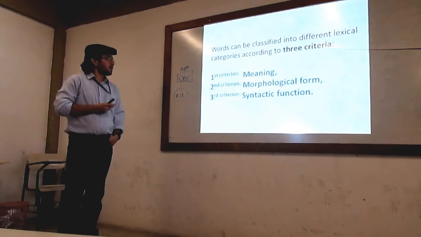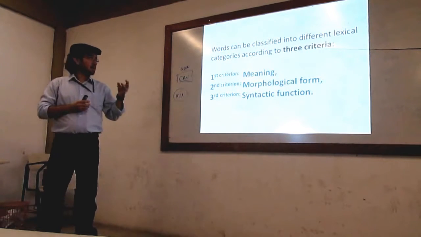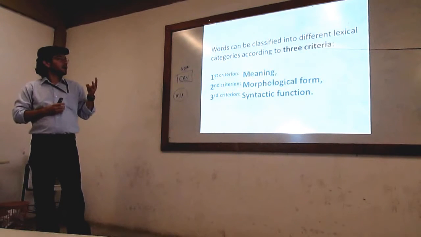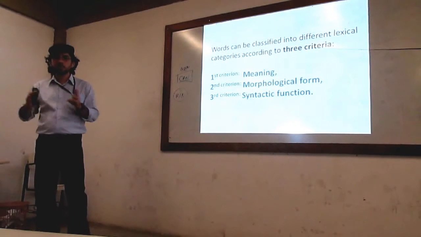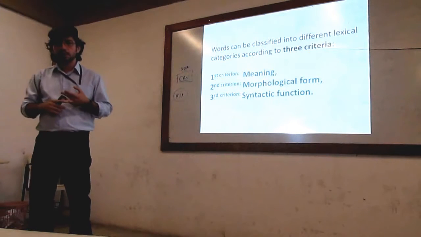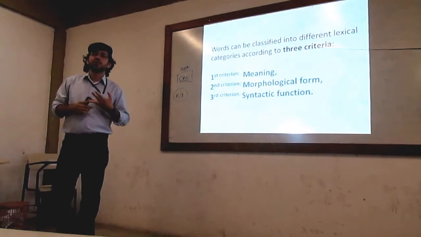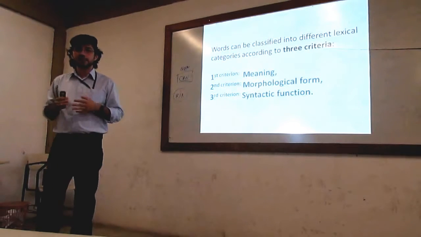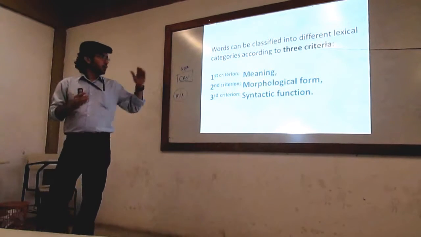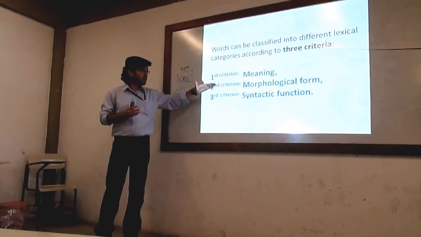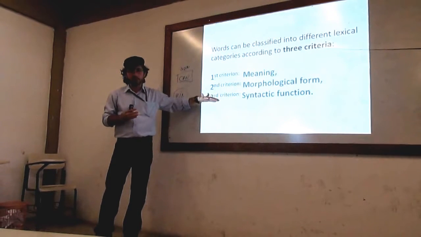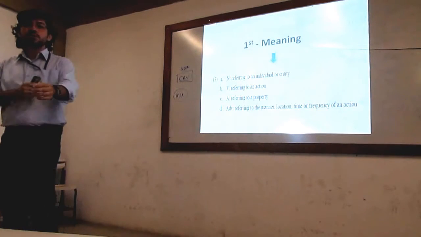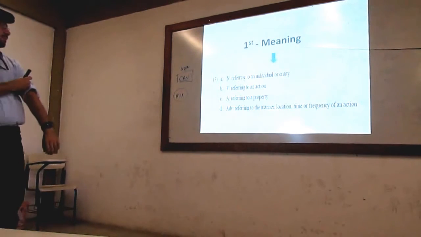Okay, there are three criteria to analyze these conditions. Okay, the first is meaning. The second criterion is morphological form, and the third criterion is syntactic function. Let's see which one of them is better to analyze these relationships. Okay, using meaning, the first criterion.